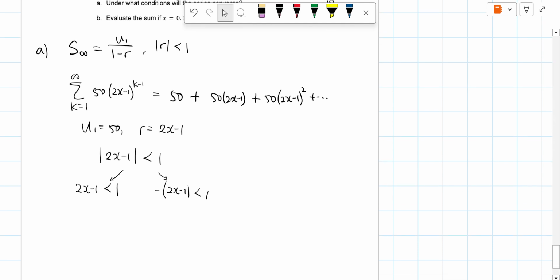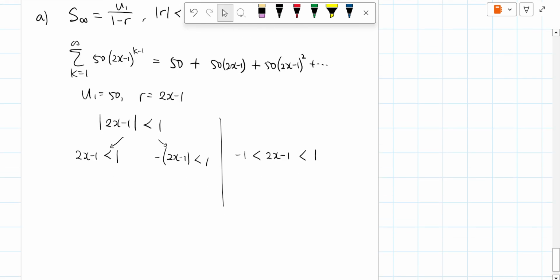Or if you don't like this, you can just use the definition of absolute value: the absolute value of r is less than 1, so r is between negative 1 and 1. Then you can say 2x minus 1 is less than 1 and greater than negative 1, and these are two equivalent statements, right? If I solve 2x minus 1 is less than 1, then 2x is less than 2, so x has to be less than 1.